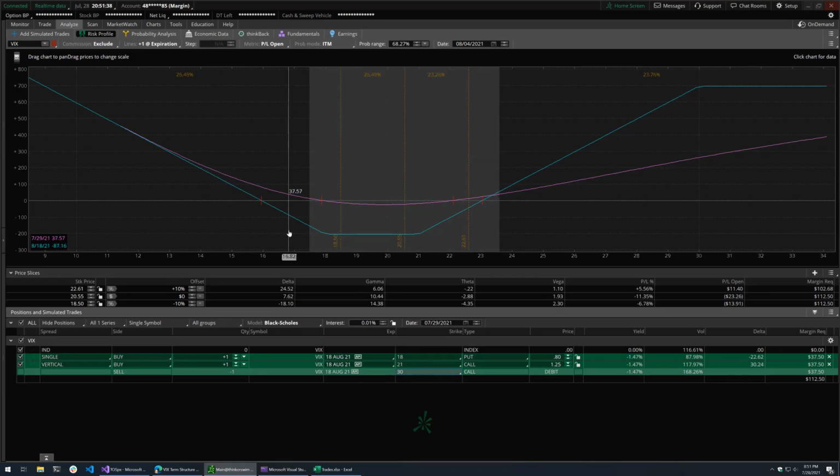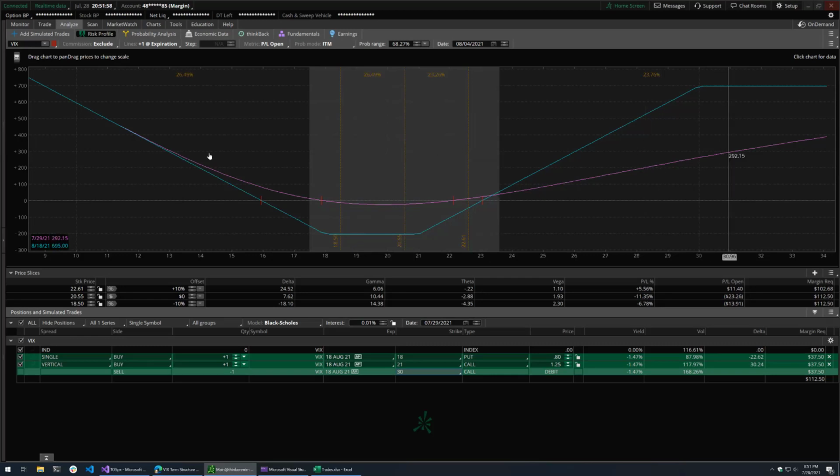But if the market is going to go up, then the VIX is going to go down, and then your put will become valuable. And then of course, if the market were to crash, then VIX will spike, and this side of the trade will become profitable. So this is just a synthetic strangle using a put and a vertical.